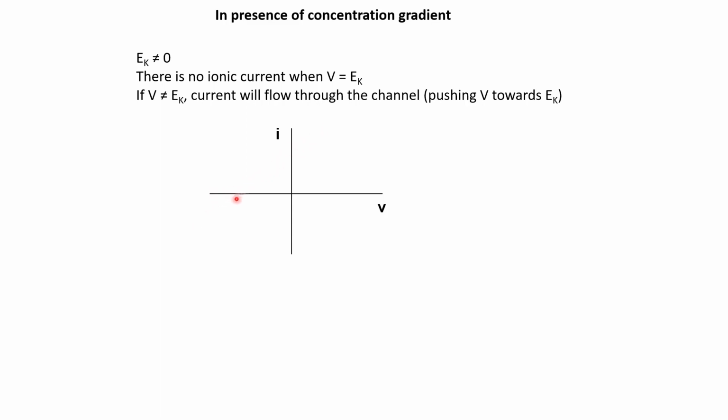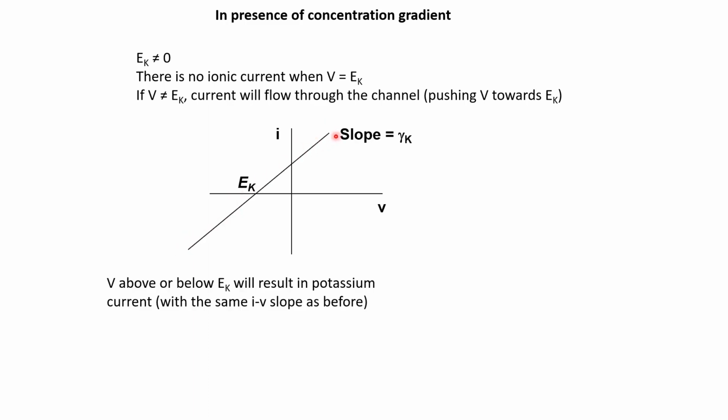So the line should look something like this. This is the new IV curve, and the slope of this line still remains gamma k. So the more you deviate from Ek, the more current you will have. And it depends on the conductance. If the conductance is large, then the current will be larger. If the conductance is low, then the current will be lower. So the line will become less steep if the conductance is smaller.